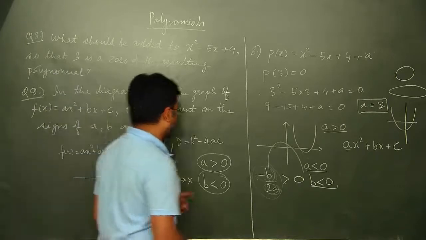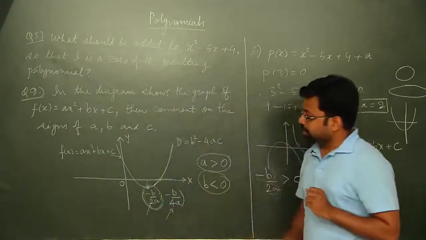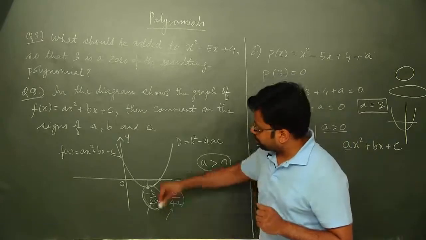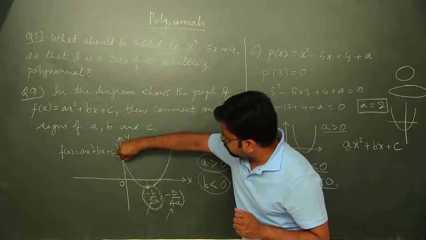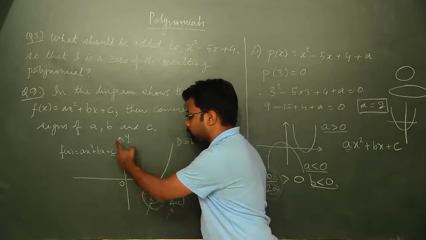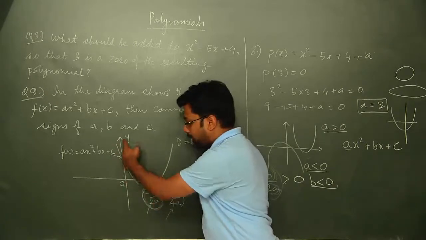Now the third thing, about c. How do we get c? Another thing that you can observe in the graph is this point, the point of intersection of the graph and the y-axis.